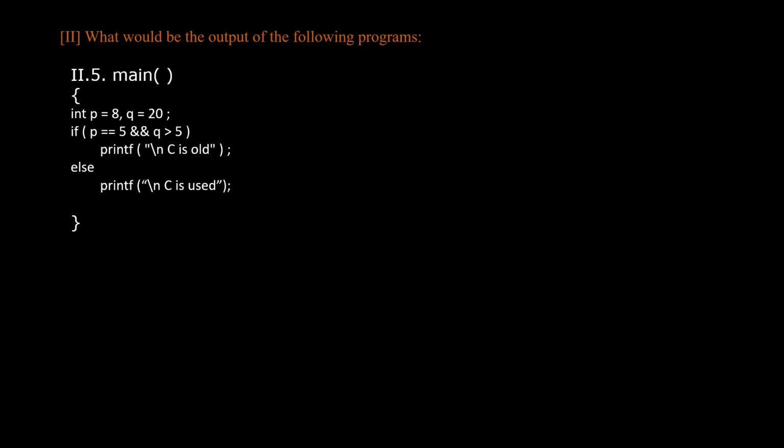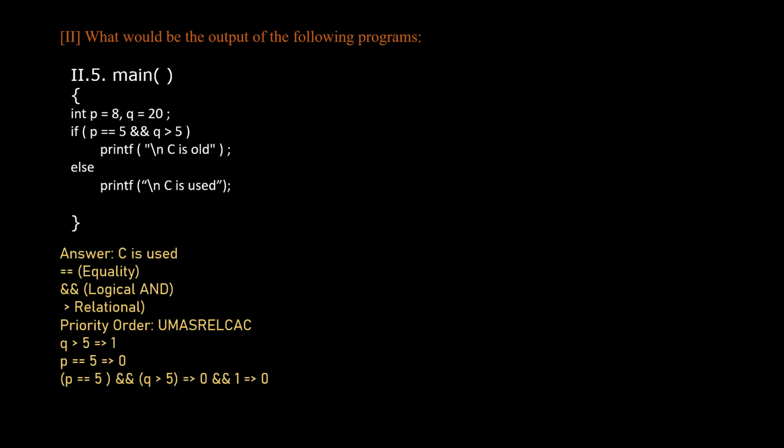Let's see the fifth question. p equal to 8, q equal to 20, p equal to 5 and q greater than 5. So first let's see what the operators are here. Equal to, which is equality, and which is logical and, q greater than 5, which is relational. So we have three operators here, and relational has high priority, followed by equality and then logical and. So q greater than 5 is 1. p equal to 5 is 0, 0 and 1 is 0. So the output is going to be C is used.